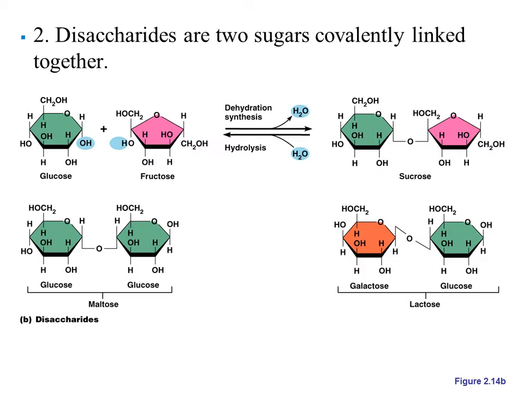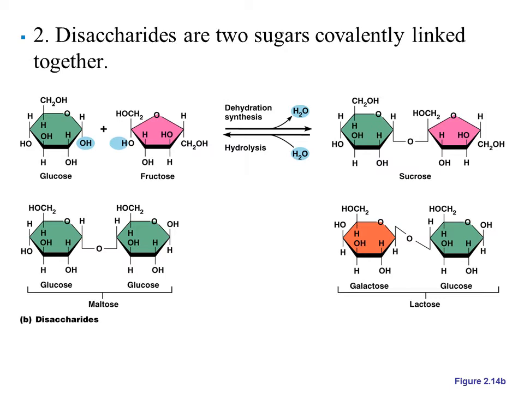The next type of carbohydrate we will talk about is a disaccharide. Disaccharides are 2 sugars covalently linked together. In this image, we have taken glucose and fructose, and through a dehydration synthesis reaction, which pulls water out of the reaction, those 2 sugar molecules are joined together. This will form a disaccharide called sucrose. Sucrose will be found in things like honey and sugar cane.